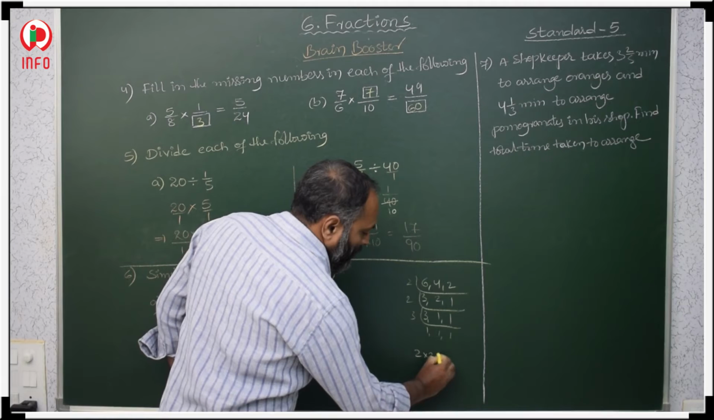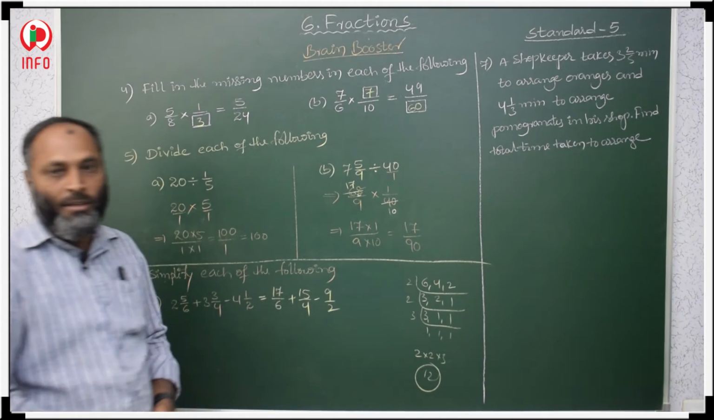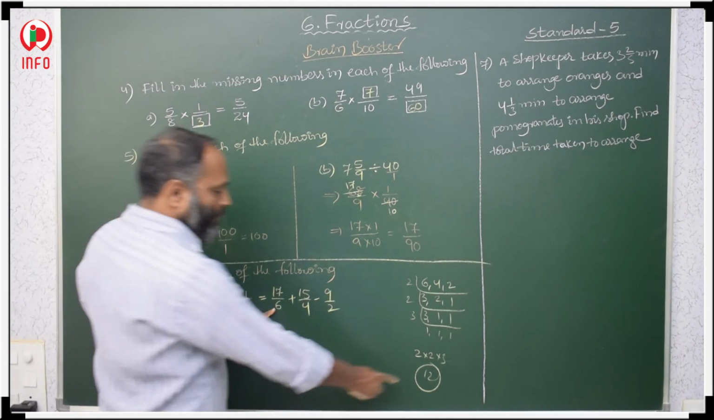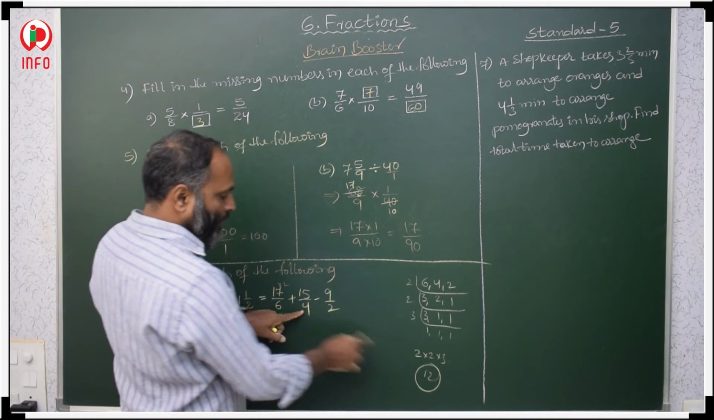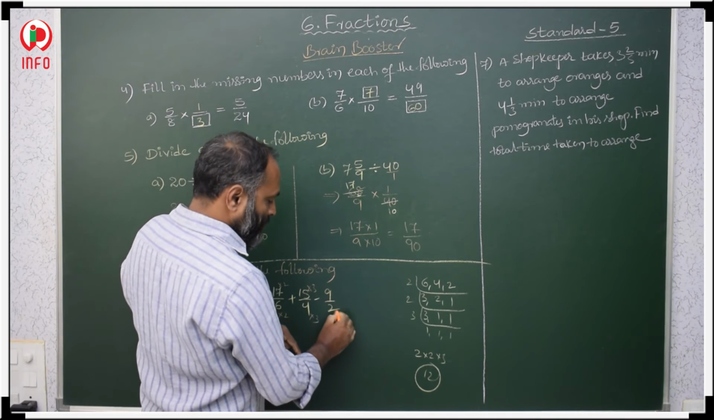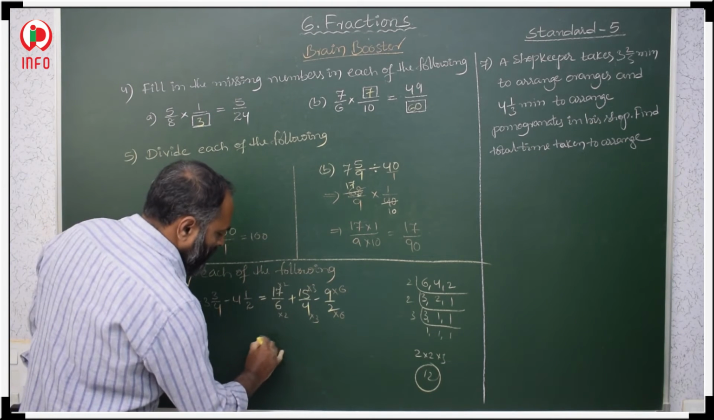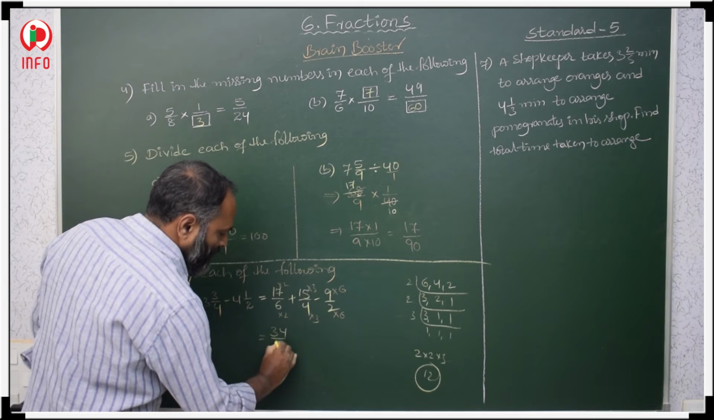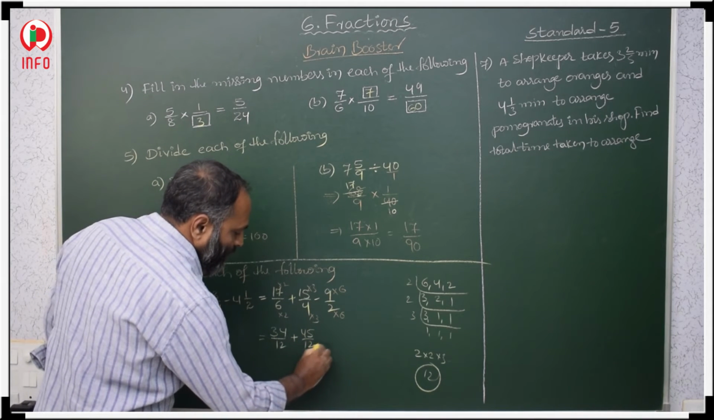2 into 2 into 3, 2 2s are 4, 4 3s are 12. LCM is 12. In the 6 table, when you get 12, multiply by 2. In the 4 table, 4 3s are 12, multiply by 3. In the 2 table, 2 6s are 12. Now, 17 2s are 34 by 6 2s are 12. 15 3s are 45 by 4 3s are 12.